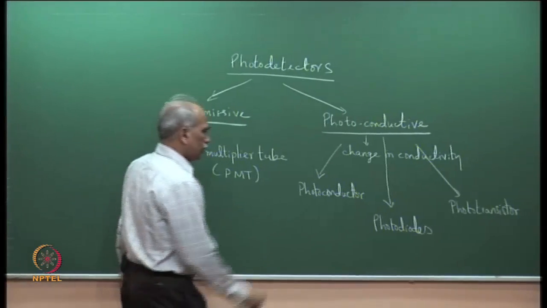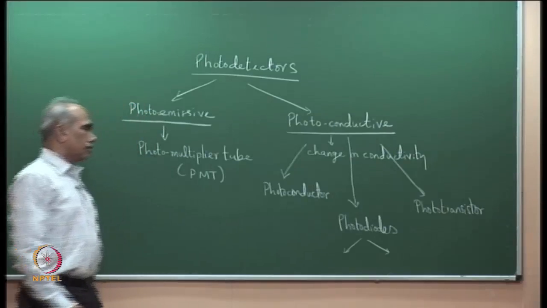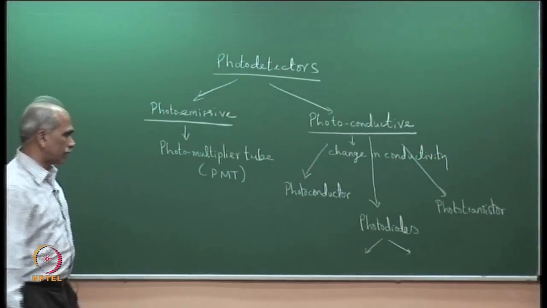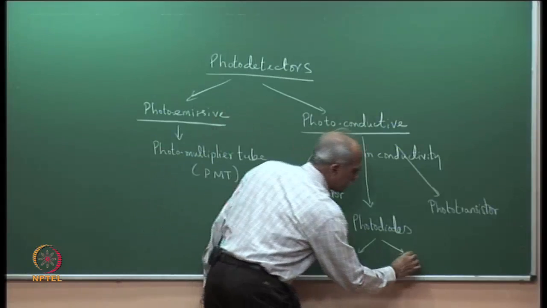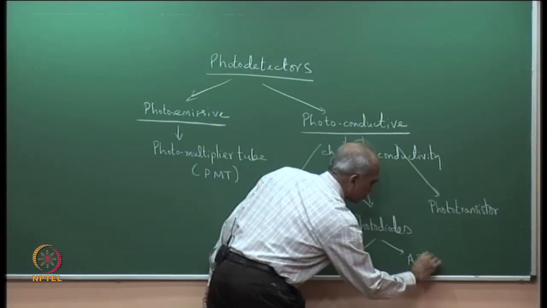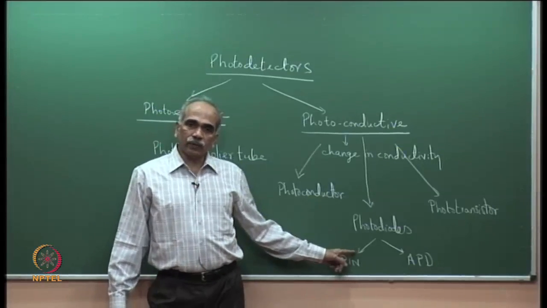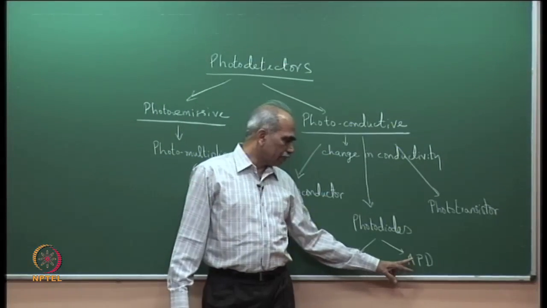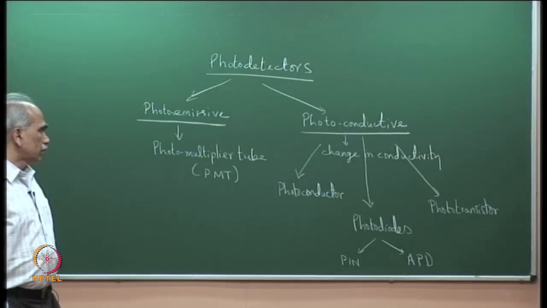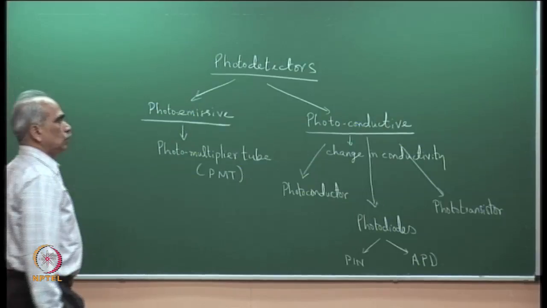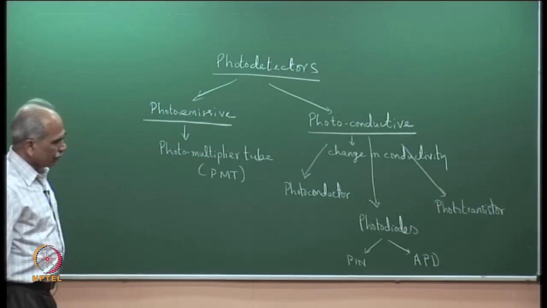In photodiodes, there are two very important classifications, which are particularly important for optoelectronics and optical communication: the PIN diodes and APDs, avalanche photodiodes. PIN diode and APD standing for avalanche photodiodes. So, we will focus in the next few lectures on these.